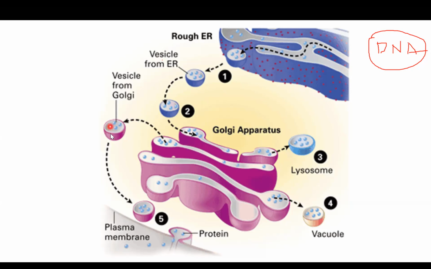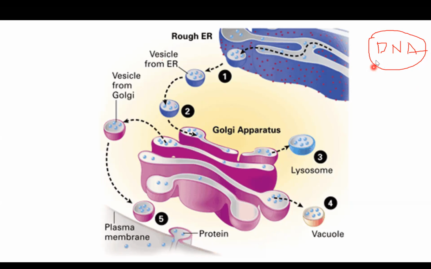So let's bud it off of the Golgi apparatus. It's going to move toward the plasma membrane. I've got my amylase enzyme inside, and it will then fuse with the plasma membrane, and it will dump the contents outside of the cell. So now I can use these amylase enzymes to break down the foods that I just ate. Cool. Now let's make another protein.